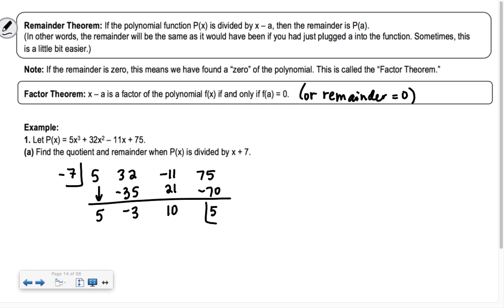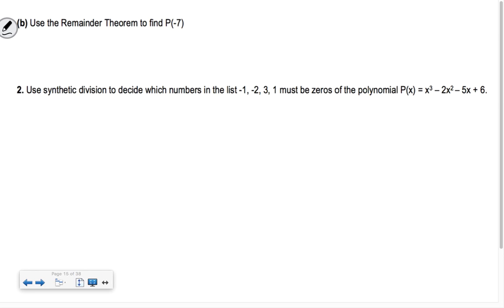Okay, so that didn't take very long. So what that's telling us is that p of negative 7 should be 5. That's the remainder theorem, that whatever your remainder is, it's the same as if you would have plugged the number in. So the remainder theorem doesn't seem very crucial, right? We could have just plugged the number in. But part B says, well, go ahead and find p of negative 7 by plugging in.